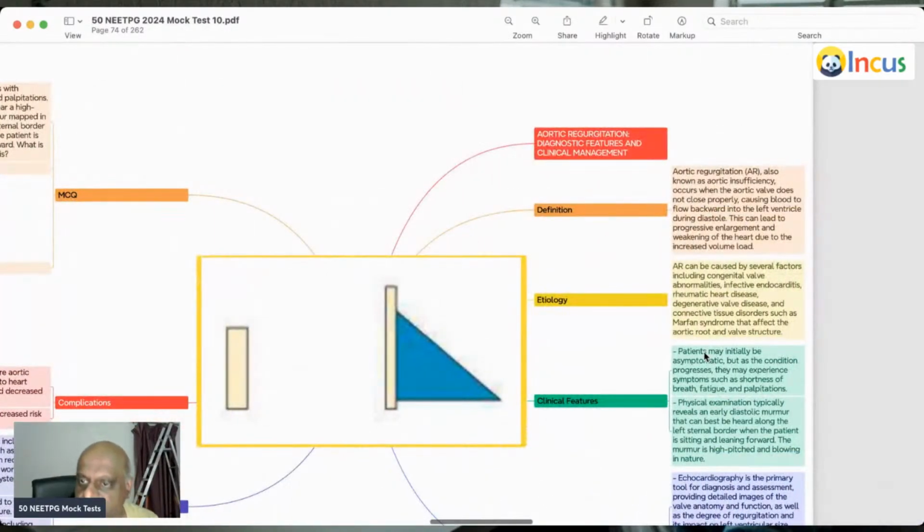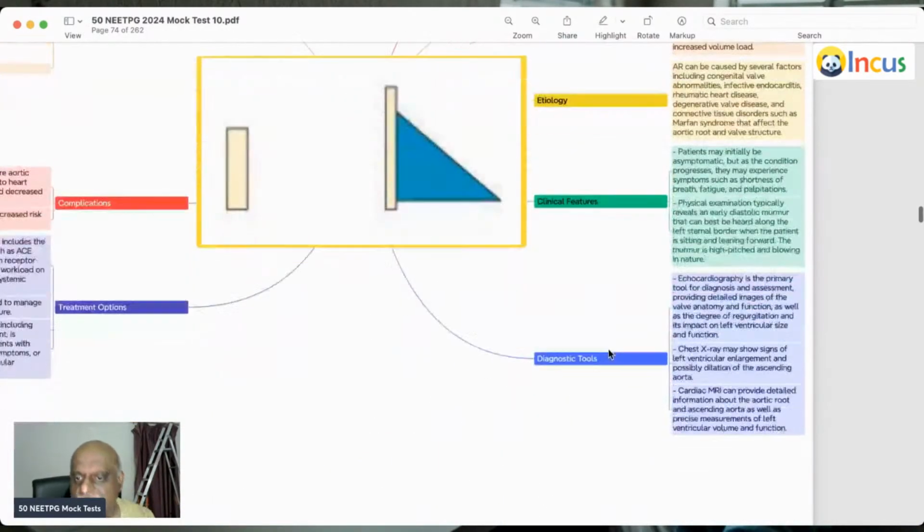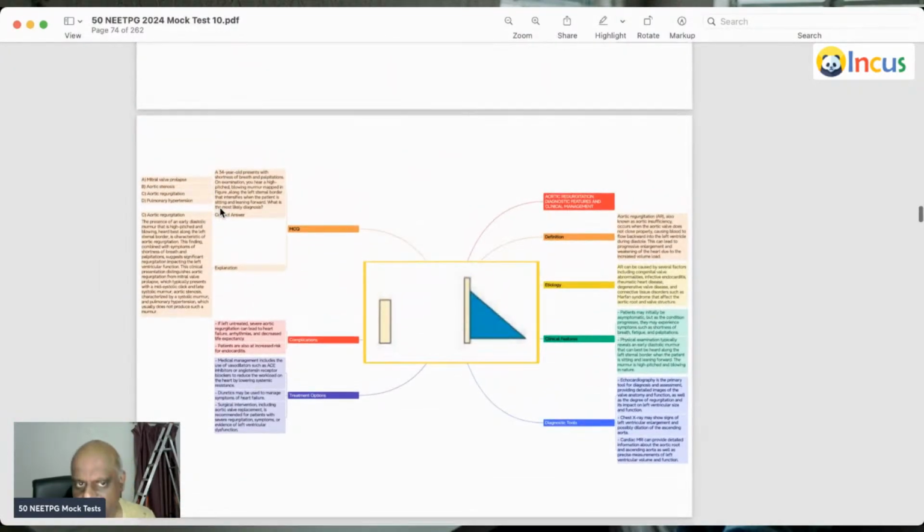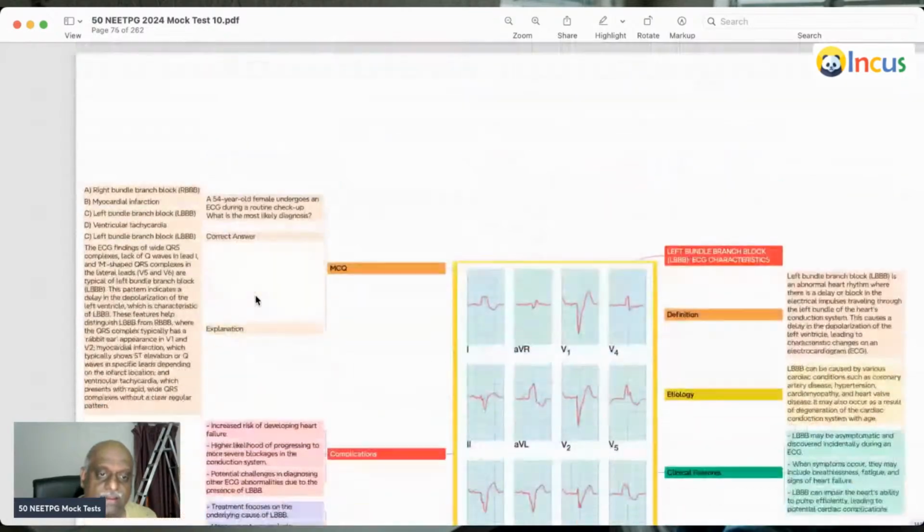So I leave the literature for you. What are the clinical features? What are the diagnostic tools? What is the kind of murmur? Everything about aortic regurgitation you should be very sure of.